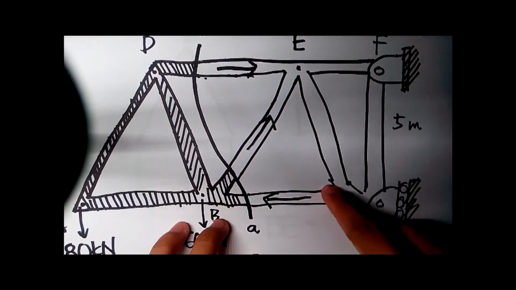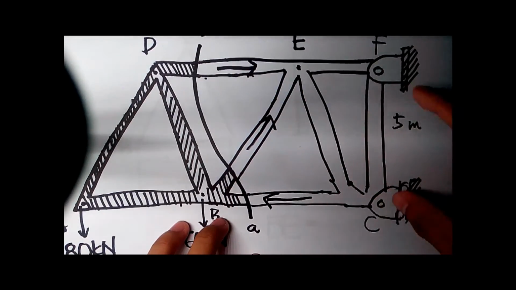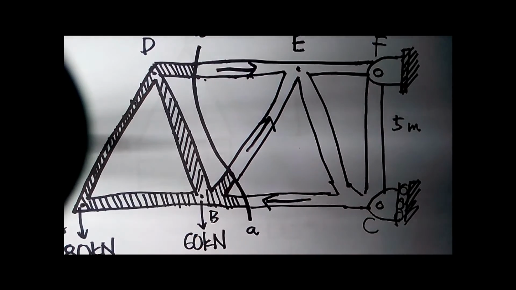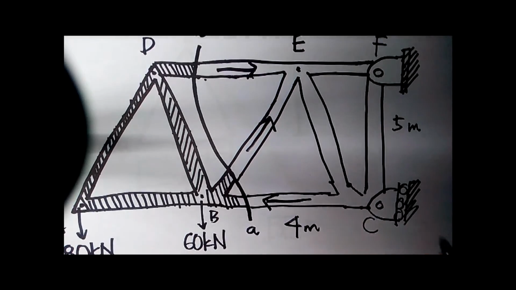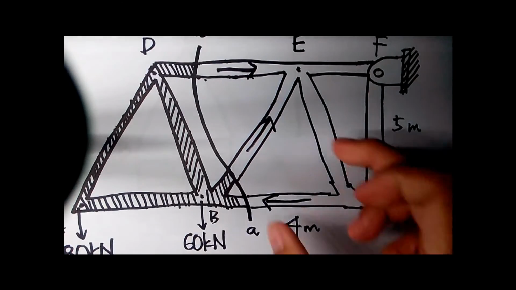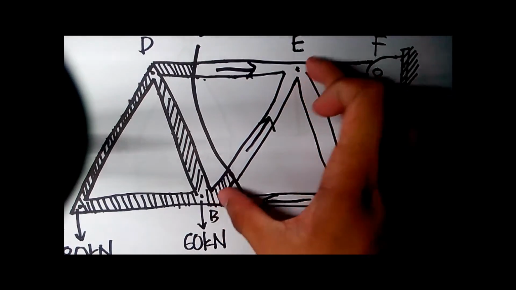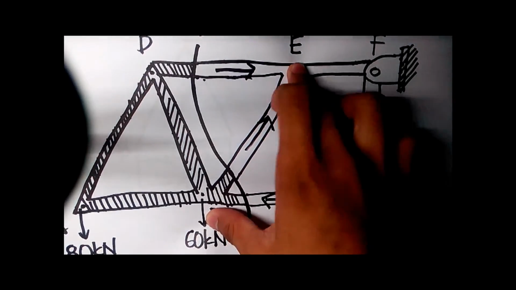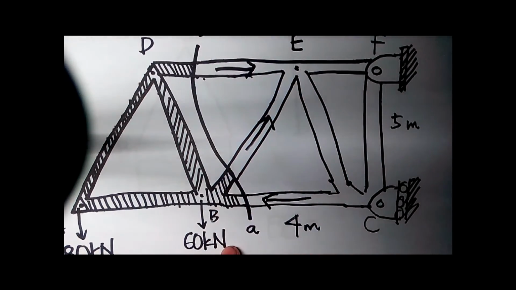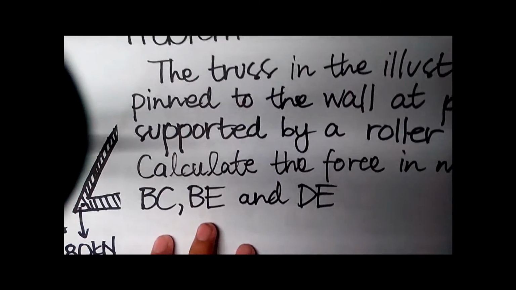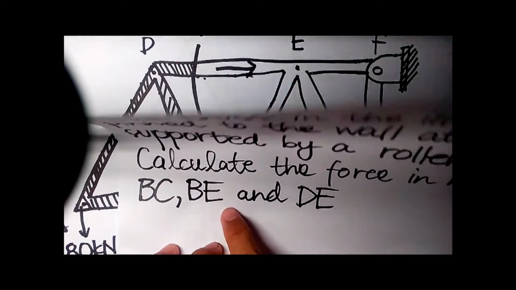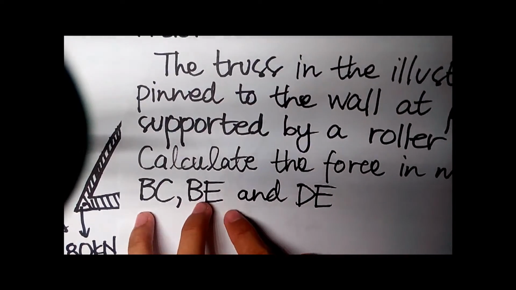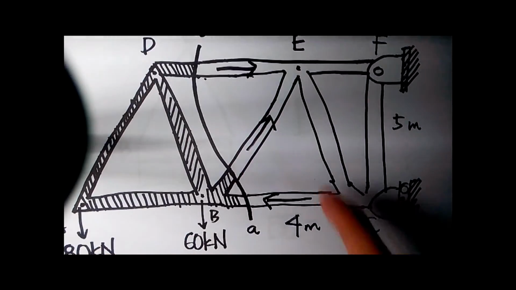So here is the triangle. 5, this one is 4 meters. So we need to solve for DE. In the problem, we need to solve BE, BC, and DE. So I choose BE to be the first one to be solved.